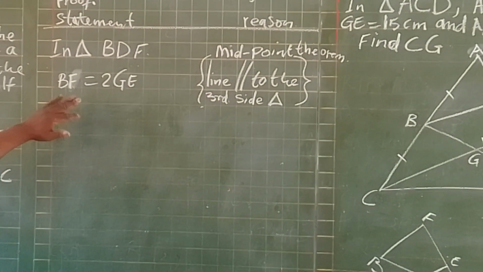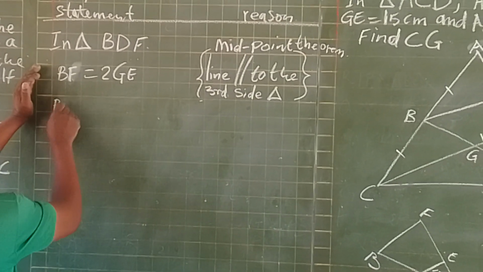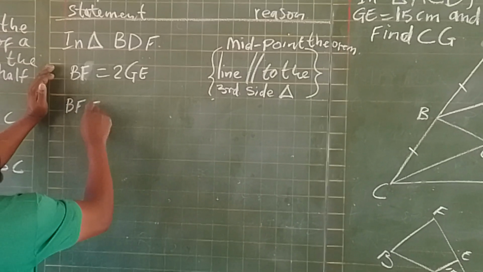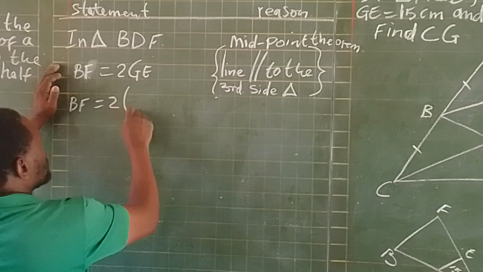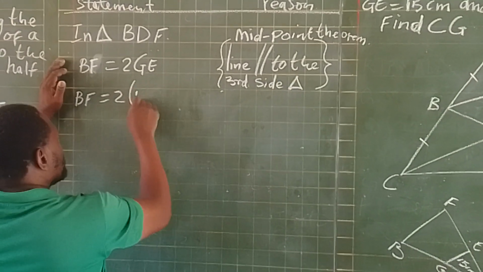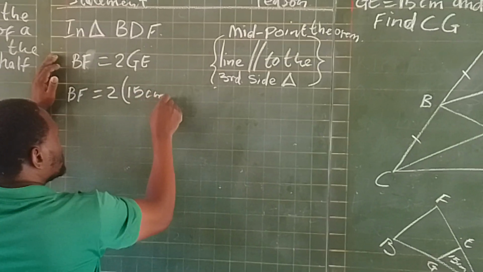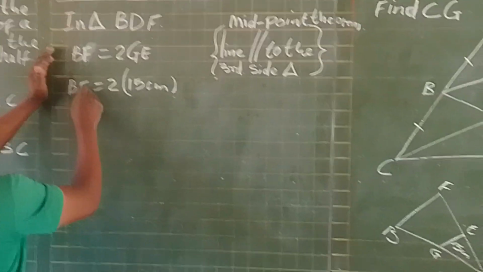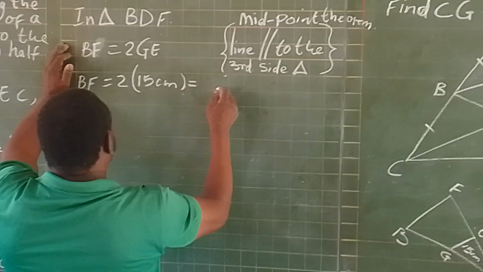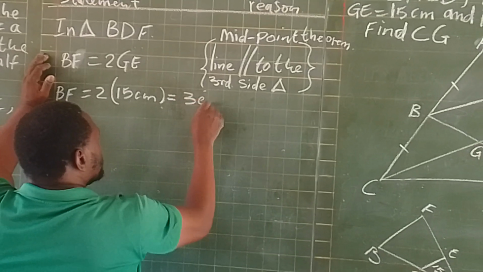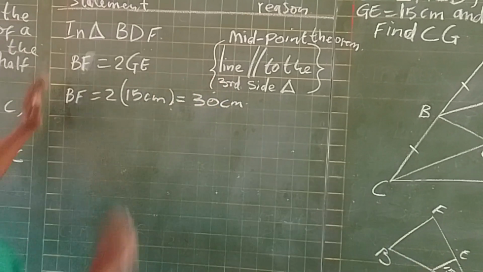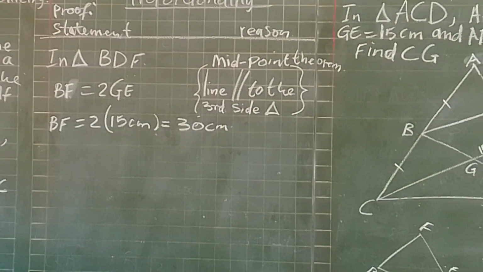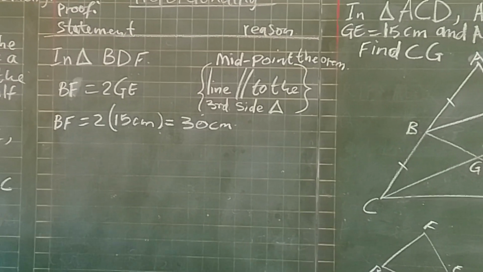Right. If that is the case, then BF is equal to 2 times GE. What is GE? GE is given as 15 centimeters. Therefore, BF is what? BF is 30 centimeters. Now we have BF as 30 centimeters.